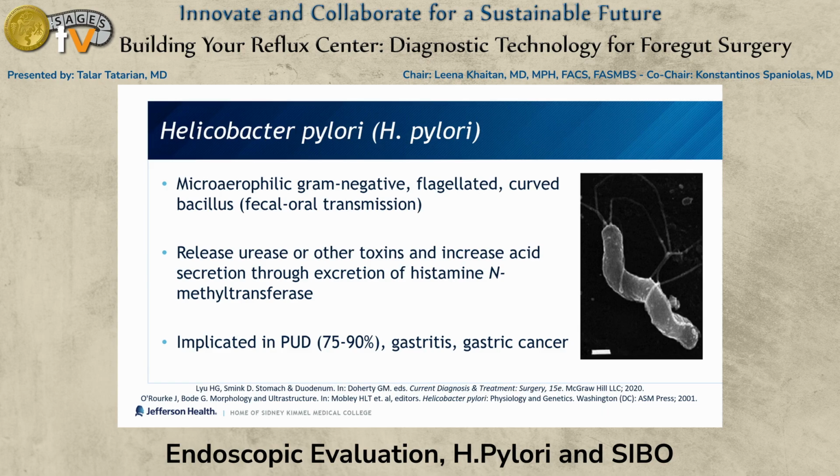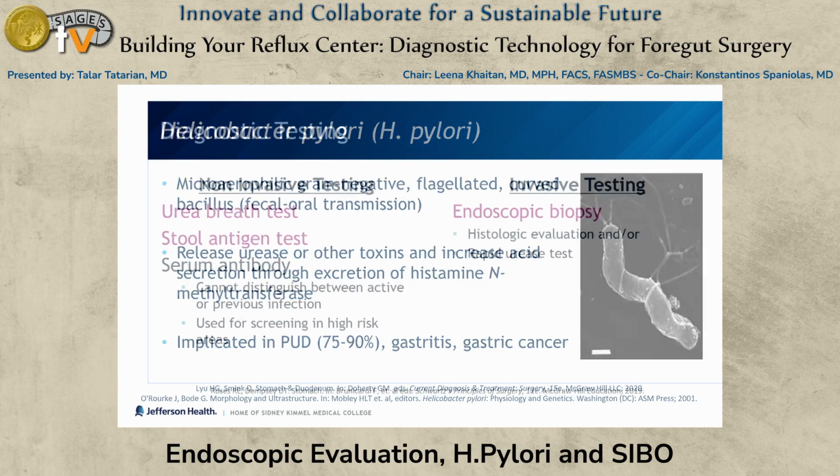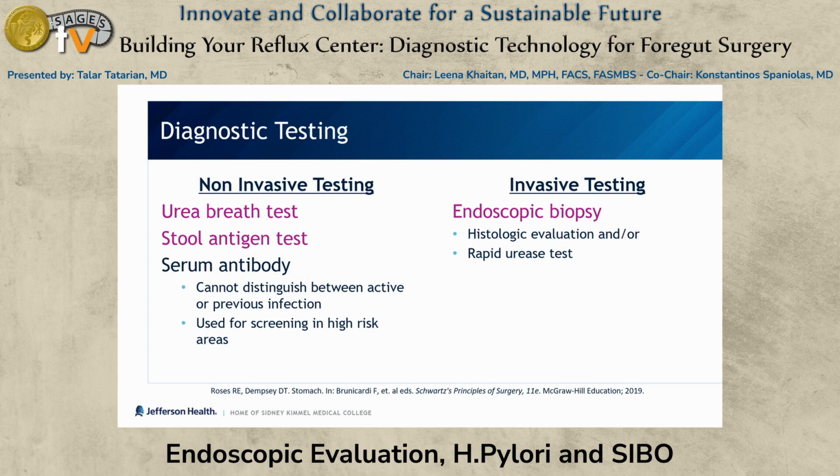pylori, it is a microaerophilic gram-negative bacteria that's usually found in the stomach or even proximal duodenum, and it gets there through fecal-oral transmission most commonly. And the H. pylori will release urease or other toxins that then increase acid secretion in the stomach, and that leads to the pathogenesis of it. It's implicated in up to 90% of cases of peptic ulcer disease, as well as gastritis, gastric cancer, both adenocarcinoma and MALT lymphomas. So diagnostic testing for it, there's both non-invasive and invasive testing for it.